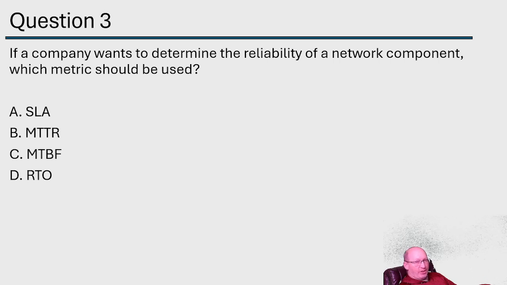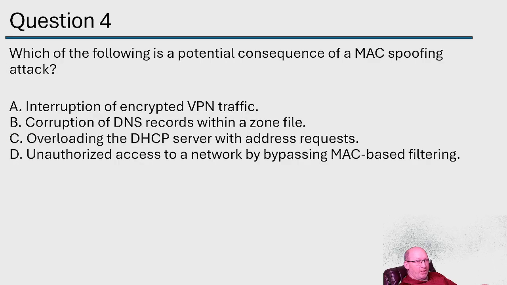All right, if you said RTO, recovery time objective, you would be incorrect. It is mean time between failures, MTBF. It's going to be our correct answer on that one. It measures how often failures occur. And so if we understand the time from one failure to the next, then we understand, hey, this is how reliable our network is. That means MTBF is going to be our correct answer. There we go. All right, question number 4.